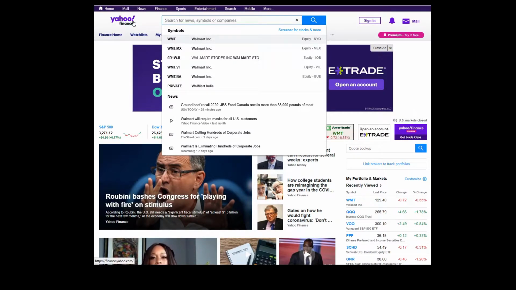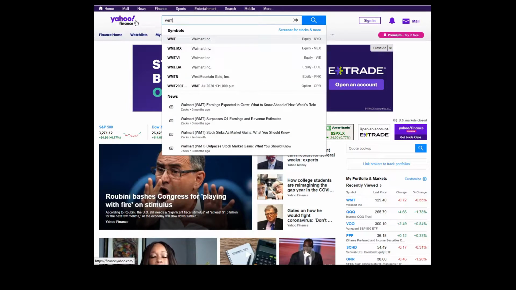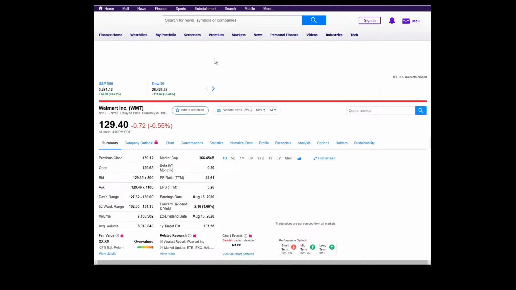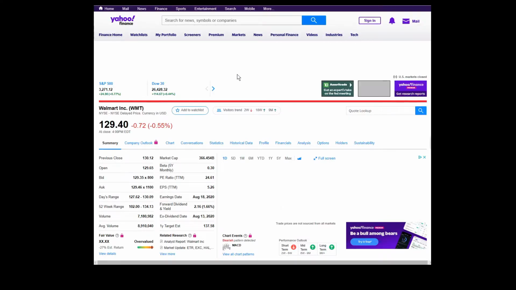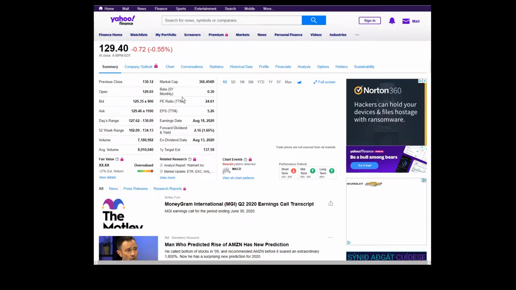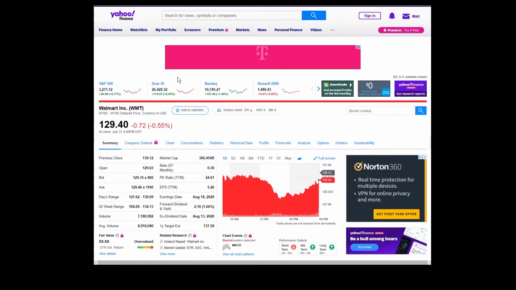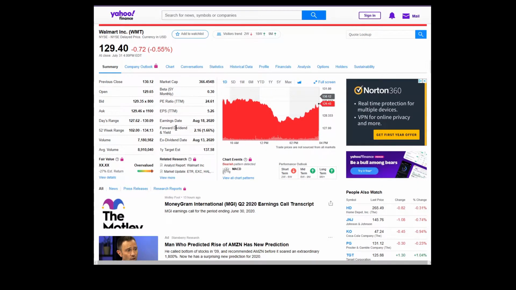Alternatively, if you knew the ticker symbol of a company, you could just type WMT, and here we go, we get the same options. Let's go ahead and click into there and see what we get. Well, it looks like the first thing we get is a slow internet connection. So this is the homepage for Walmart, just to see what you get.